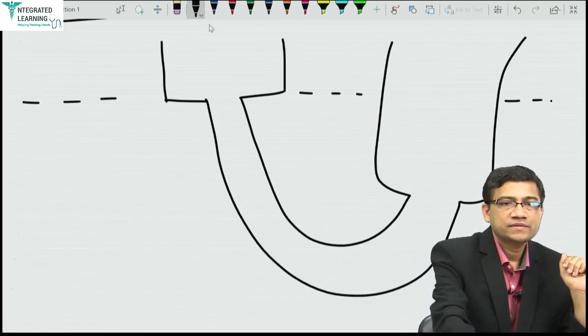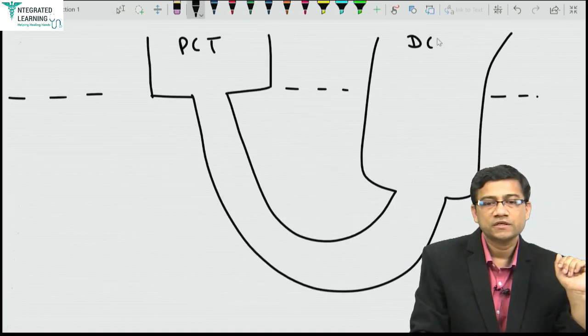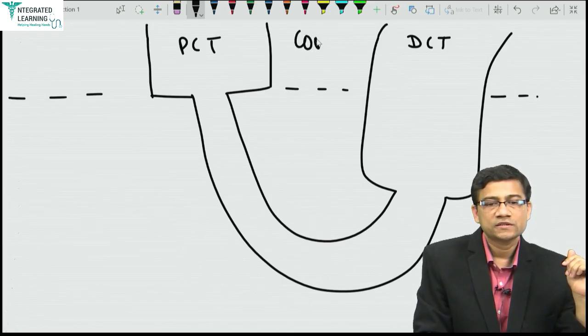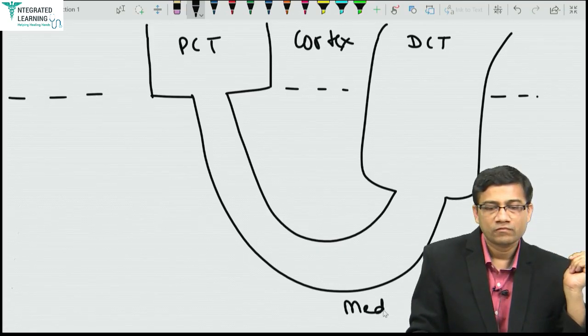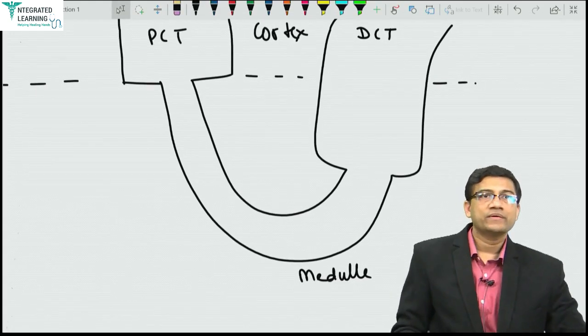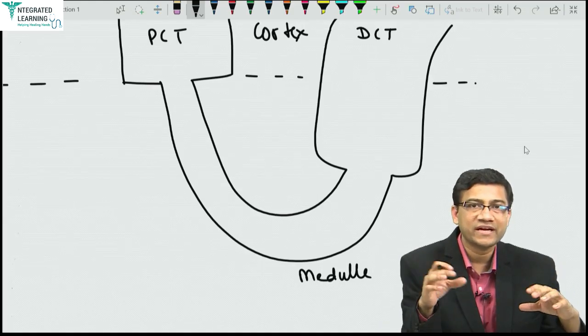Okay, this is PCT, this is DCT, CD we'll see later, cortex, medulla. Okay, so let's have a look at this diagram. First we have PCT, DCT. CD I'll not show, we'll see CD when the ADH is also discussed.